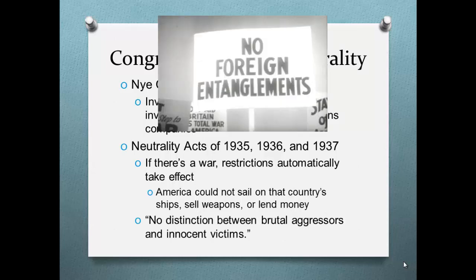As the book said, there's no distinction between brutal aggressors and innocent victims. So a country that gets taken over by Japan or Germany, for instance, the U.S. couldn't help them, because automatically, if there's a war going on, these acts apply to everybody who is involved, whether they are the aggressor or the victims. And again, this whole idea, I can't stress this enough, guys, this idea of isolation, and people don't want to be involved in foreign affairs.